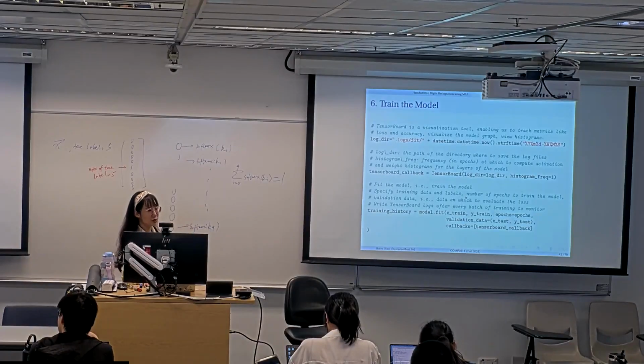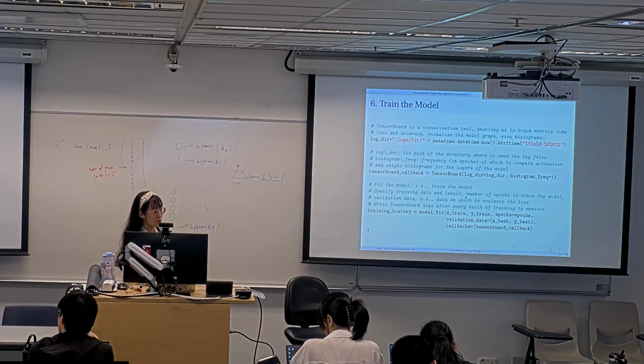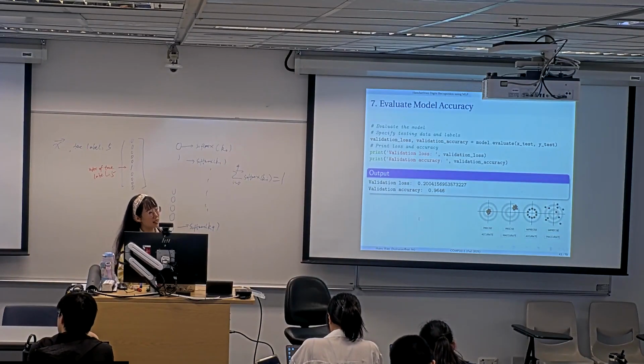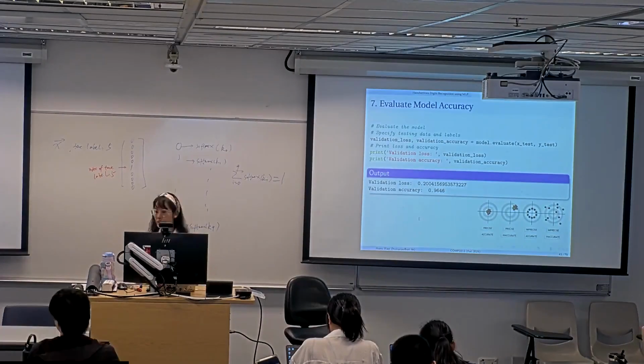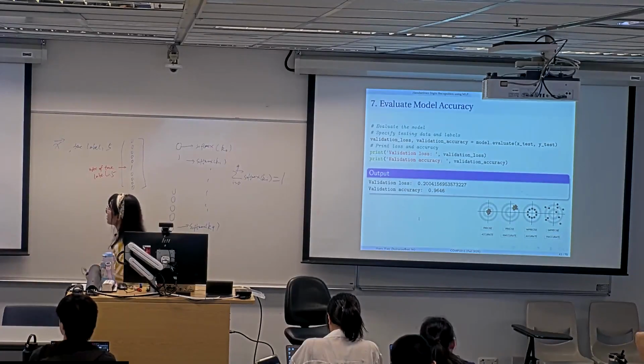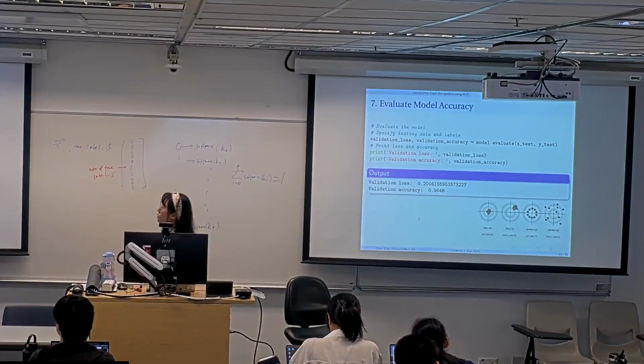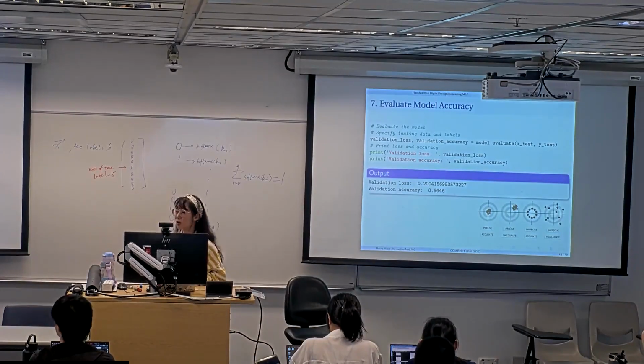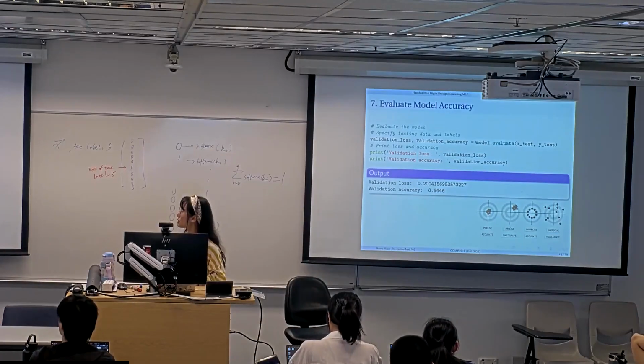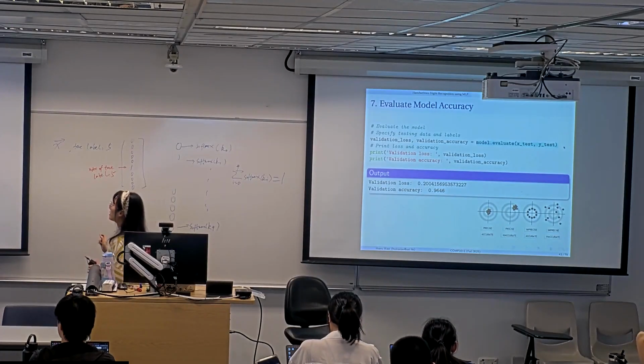To train the model, it's really simple. You create some TensorBoard and then run the train function. After we finish training, we can evaluate our model accuracy. To evaluate the model, of course, we need to call some function. In Keras, it's directly called evaluate. So you run model.evaluate, giving the testing data and testing label to this model.